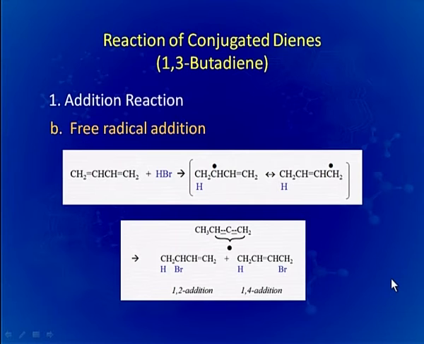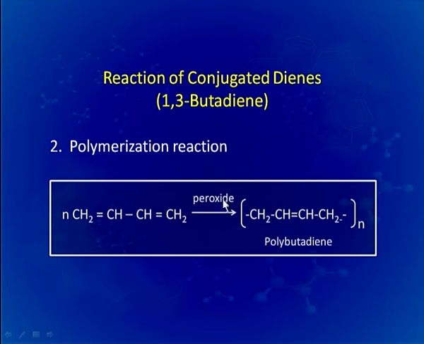It has been observed that in the free radical mechanism the 1,4 addition product is the much more formed product. The second reaction is the polymerization reaction, which is a very important reaction as far as the commercial significance of 1,3-butadiene is concerned. In the presence of the catalyst peroxide, we will be getting polymerization of 1,3-butadiene and polybutadiene is formed.